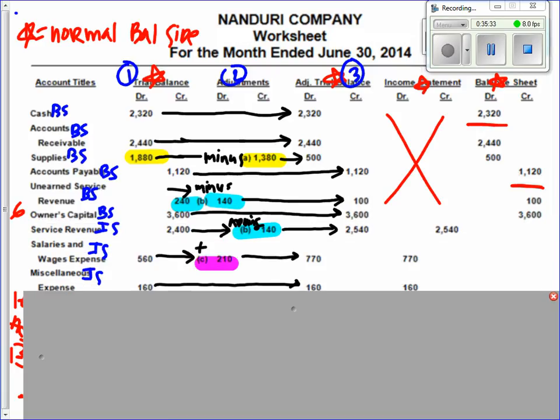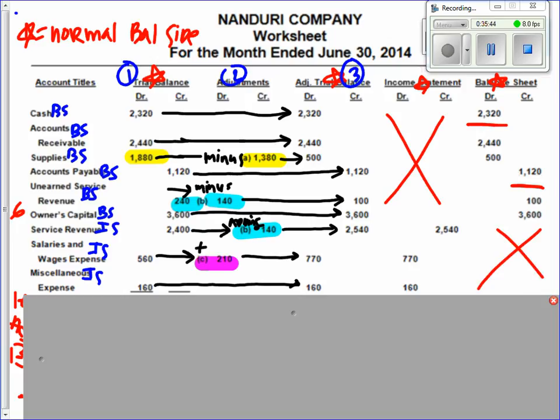I see income statement, income statement, income statement, income statement. Service revenue, salaries and wages expense, miscellaneous expense. We don't need the balance sheet columns over there, do we? So lines 7, 8, and 9, we don't need the balance sheet columns because those are all income statement accounts.